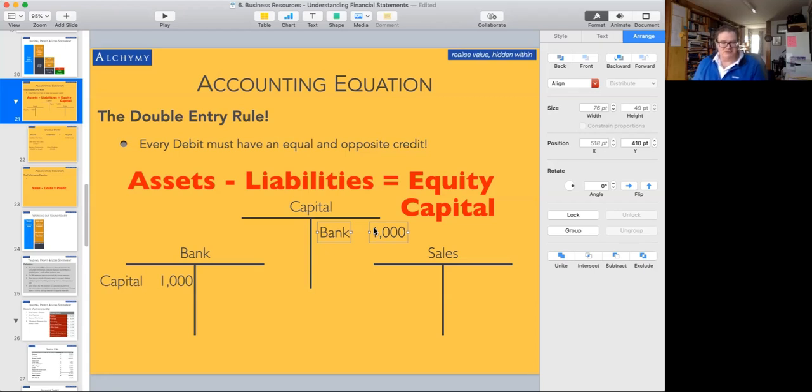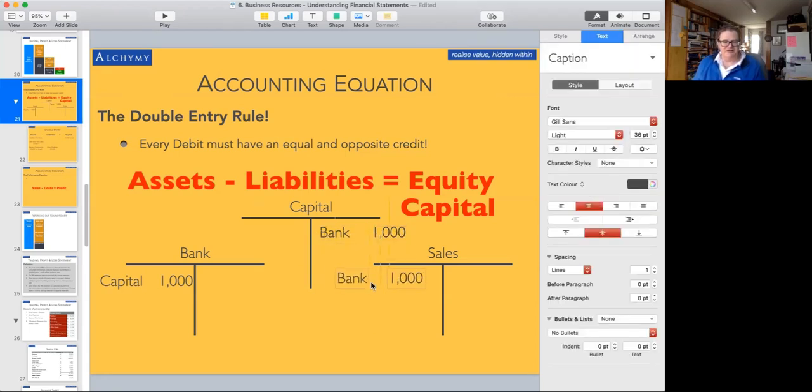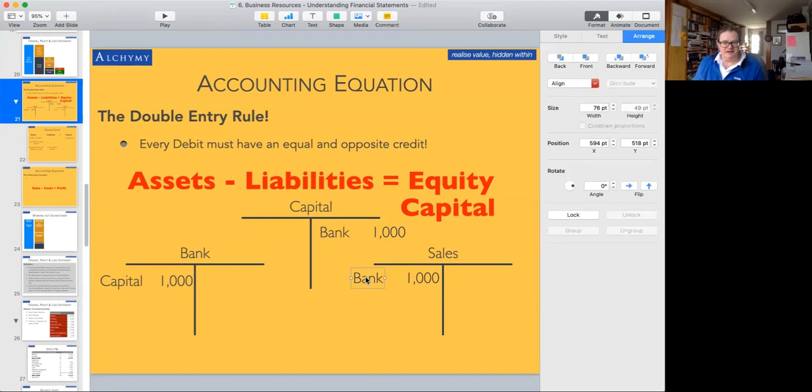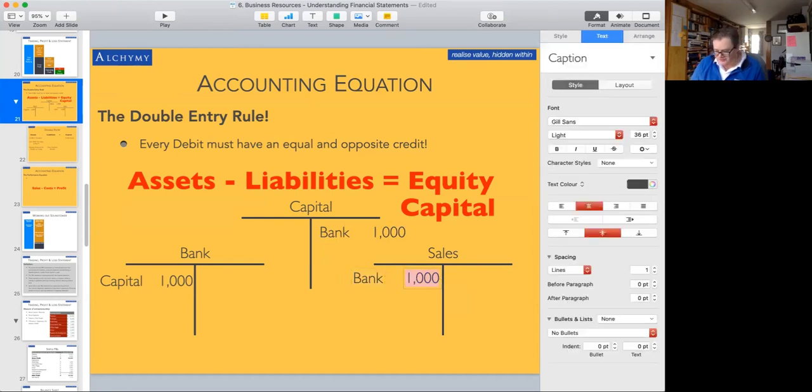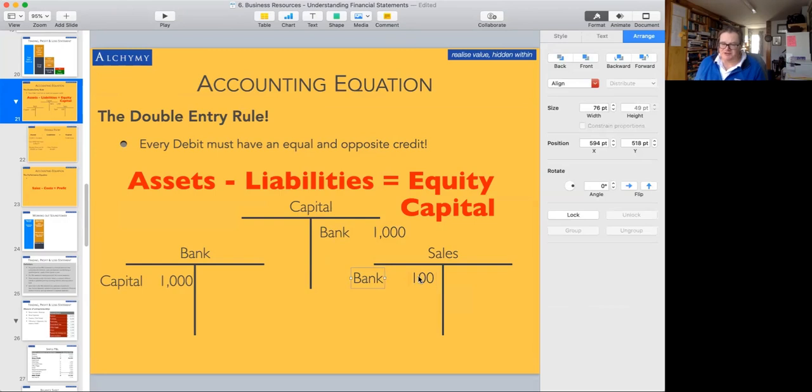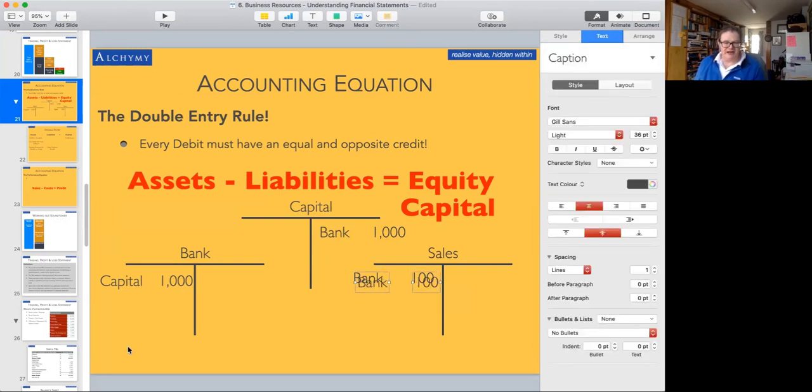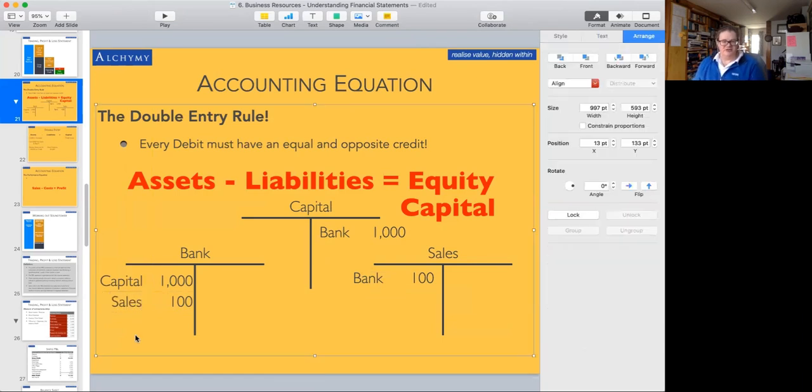Well, I would put in here, bank 100 euros. I've made a sale of 100 euros and I'm going to add that to the bank account. There has to be an equal and opposite entry. And I'm going to say sales, 100 euros. Now my business has generated 100 euros in sales, which means we now have 1,100 in the bank.